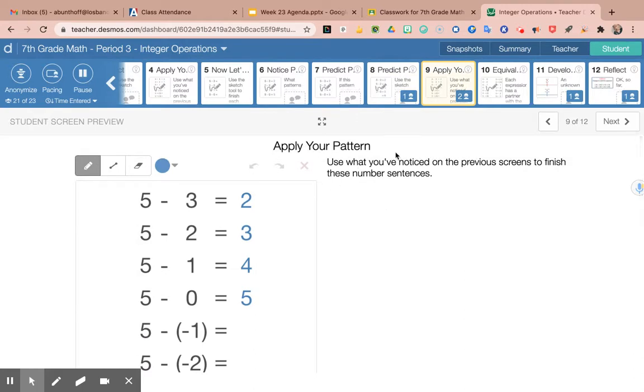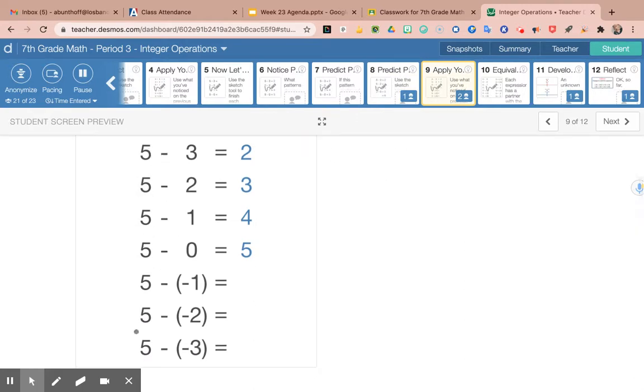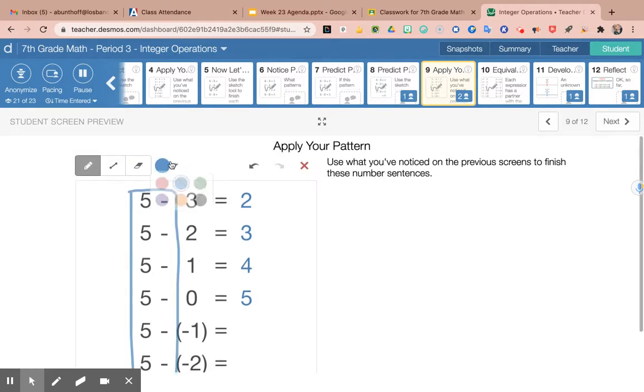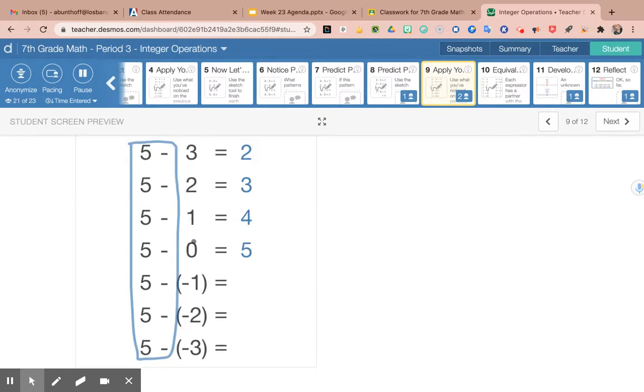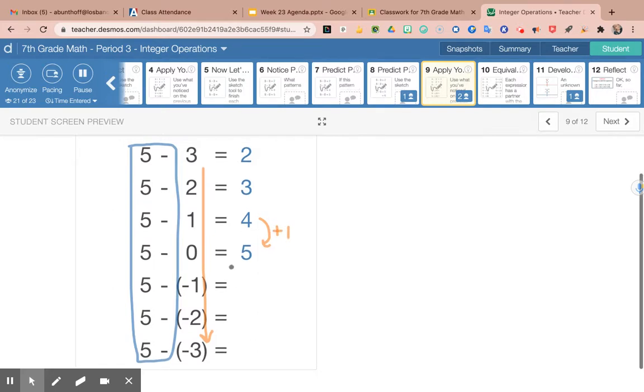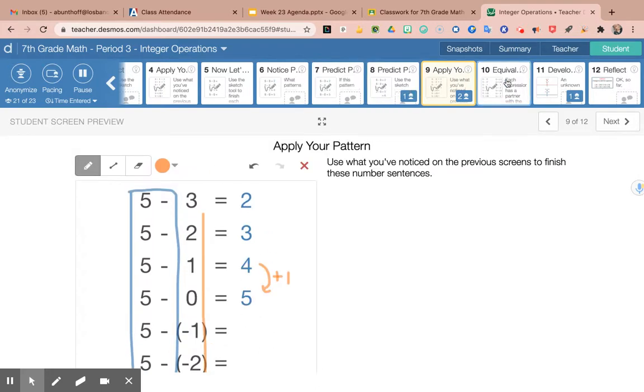Number 9, it says apply your pattern. So it looks like the first one is going to stay the same, and the subtraction is going to stay the same. The next number is going down, so 3, 2, 1, 0, -1, -2, -3. So the second number is going down, and we're going to look at what happens to our answer. It looks like 2, 3, 4, 5. Next should be 6, 7, and 8. So if the pattern continues, it's going up by 1, so you're going to keep adding 1 to the answer. As this number goes down, this one goes up. So you're going to write those in and then click next.